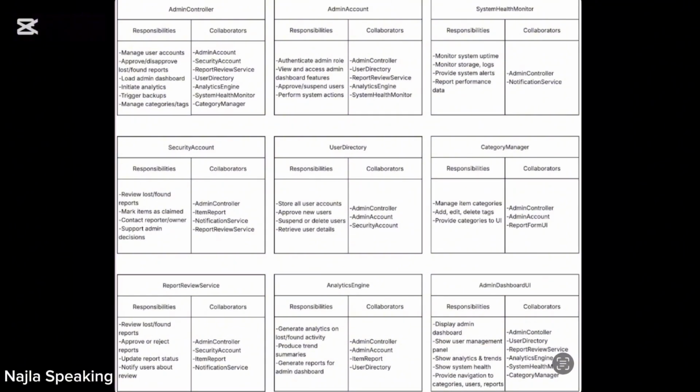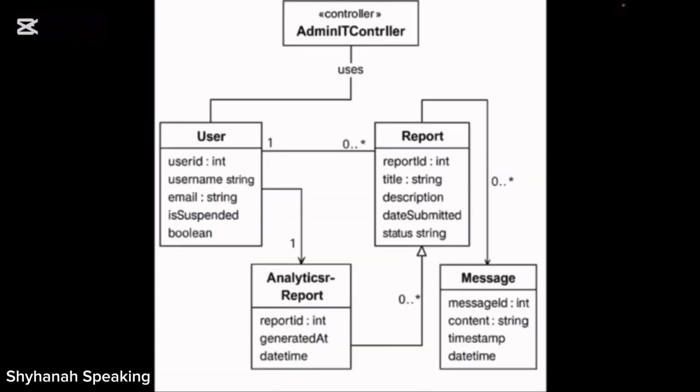The responsibilities are what each one has to do. For example, admin controller manages user accounts, while admin account authenticates the admin role. There are 9 of them. They are admin controller, admin account, system health monitor, security account, user directory, category manager, report review service, analytics engine, admin dashboard UI. Our second design class diagram is for scenario 2.